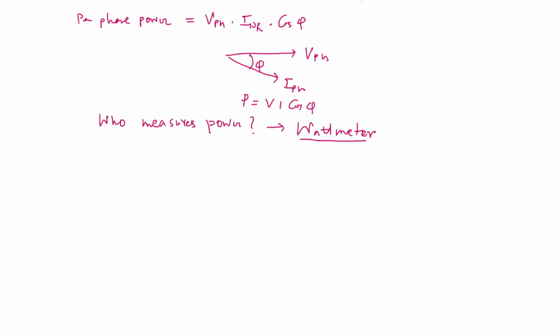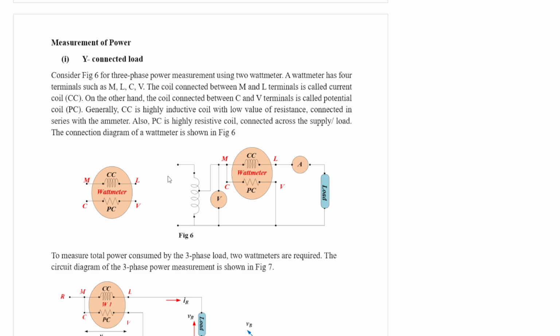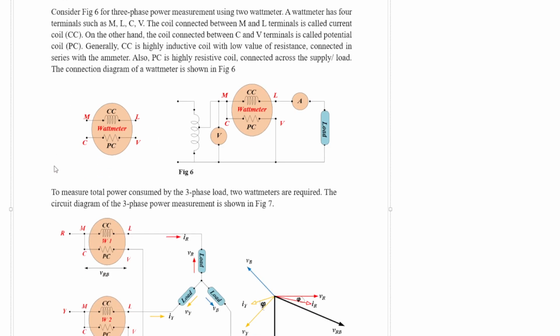Now, if you consider this figure 6, the first diagram represents the symbol of the wattmeter, or the different terminals, you can say, of the wattmeter. In order to understand how a wattmeter measures power, this is very important to understand. Primarily, a wattmeter has got 4 terminals.